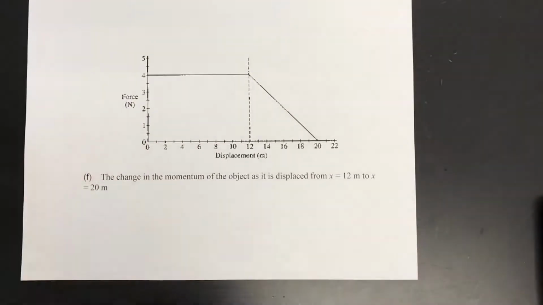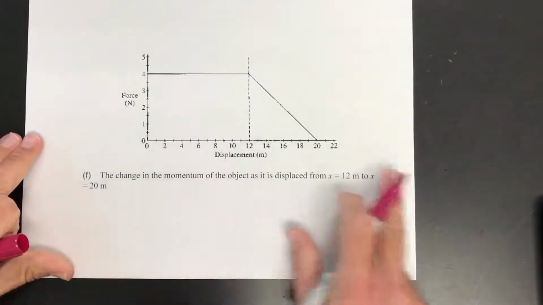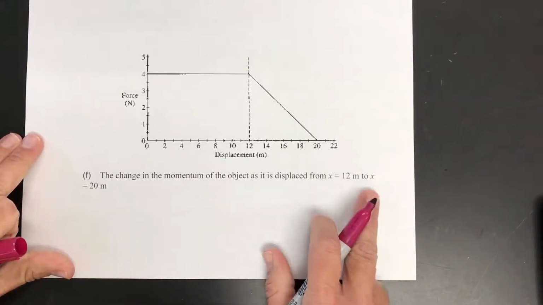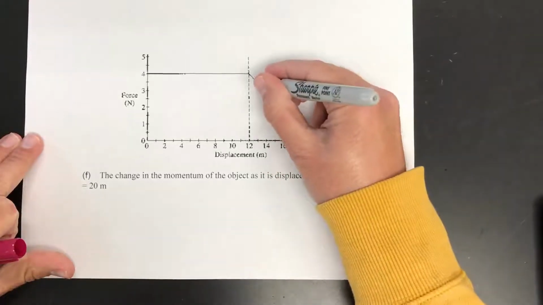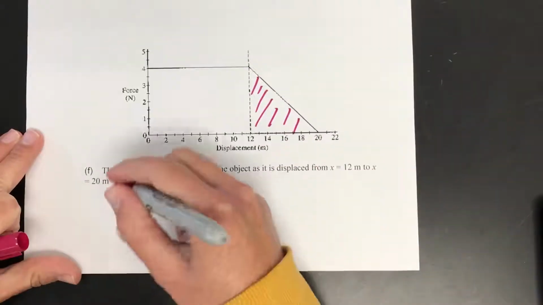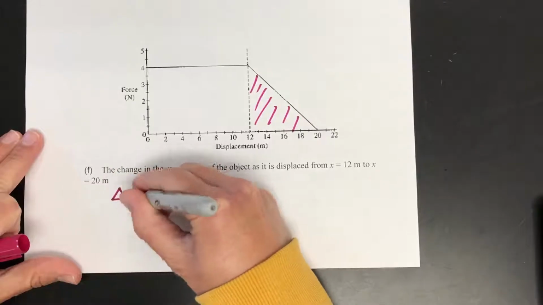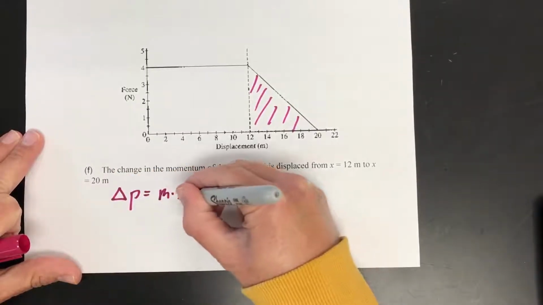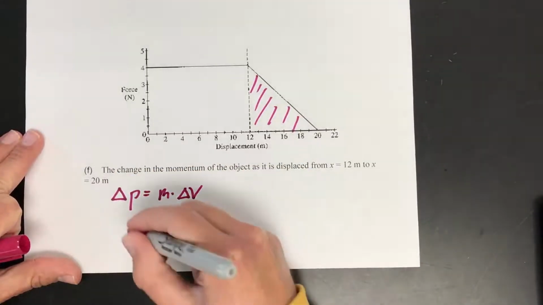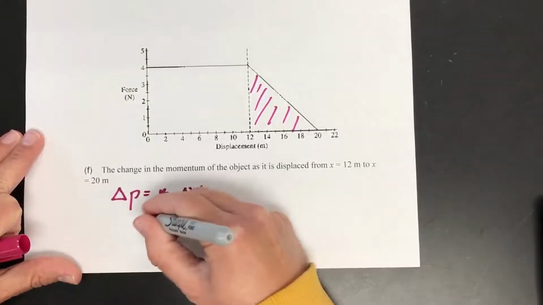Last part here, we almost certainly haven't talked about in class yet since we cover energy before momentum, but I'll go ahead and solve it. In this case, the change in momentum of the object as it's displaced from 12 meters to 20 meters. So from here to here. So the change in momentum will be defined as the mass times the change in velocity. So we can go ahead and solve for this.